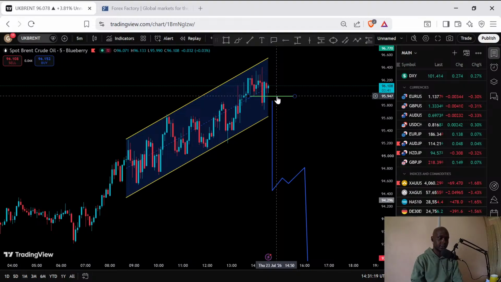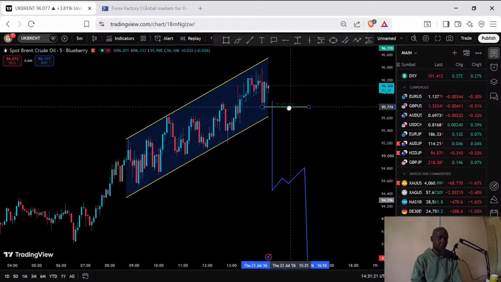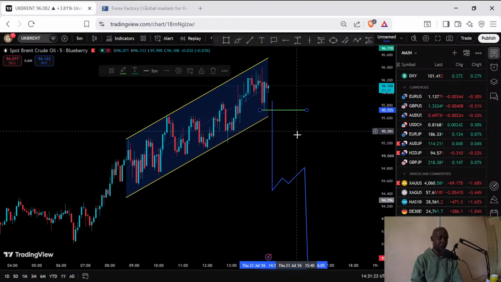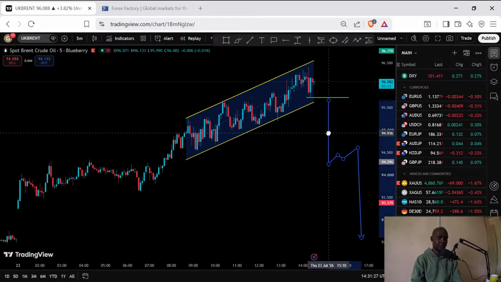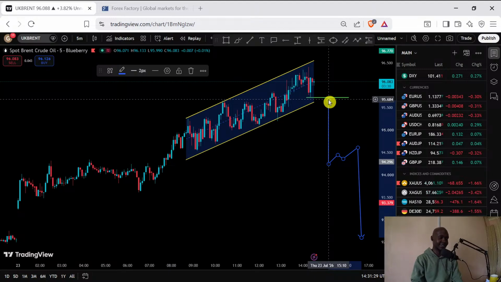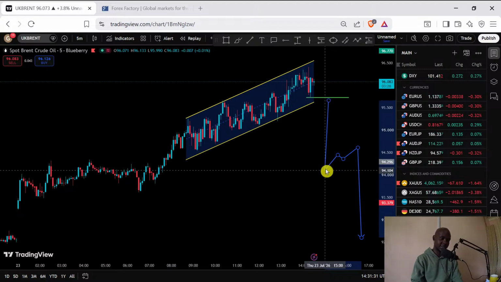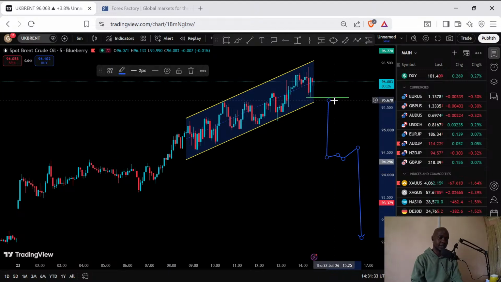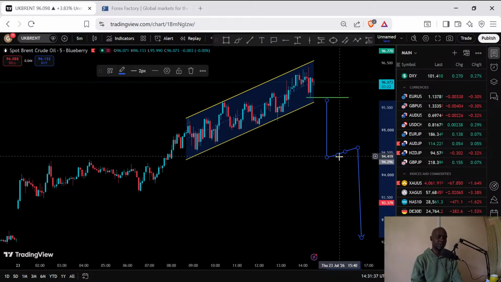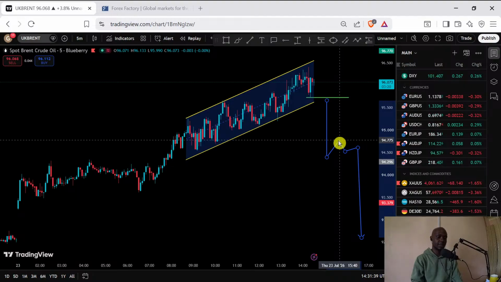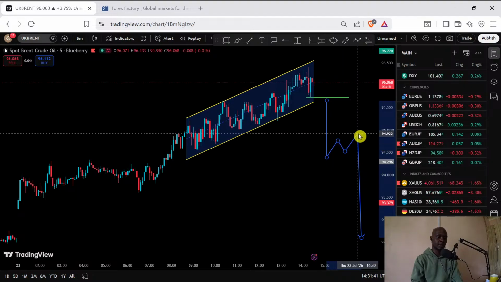So now that we did not get continuation of momentum, I'm going to once again move my pivot low to the low of this candle. So I want to see if you're going to break outside this low impulsively to the downside. Then I can look for shorts.